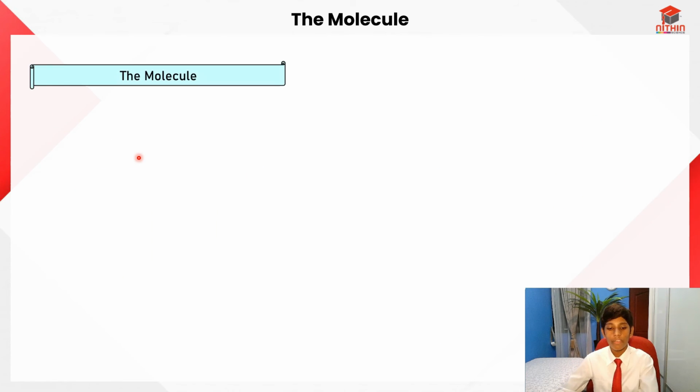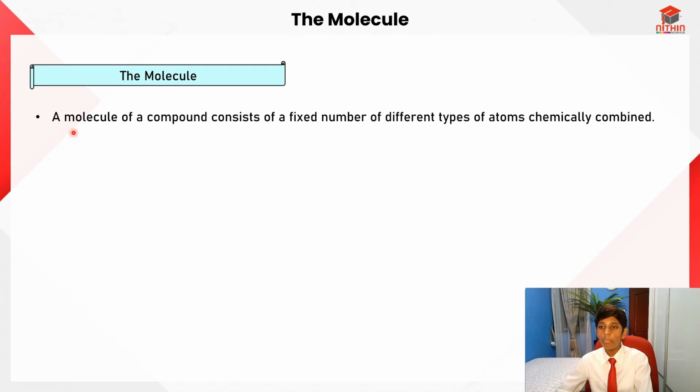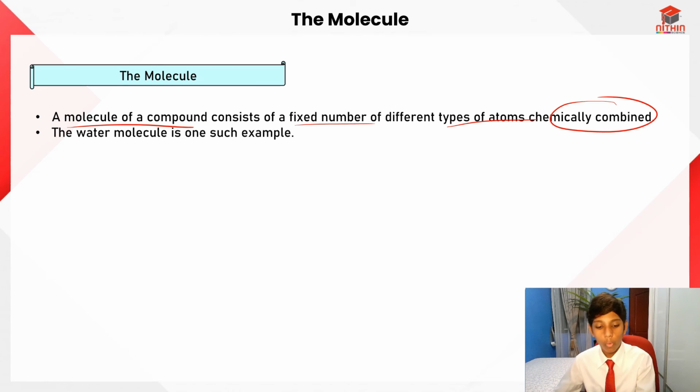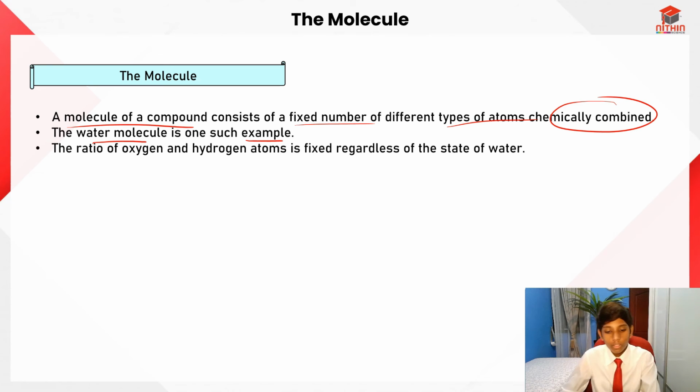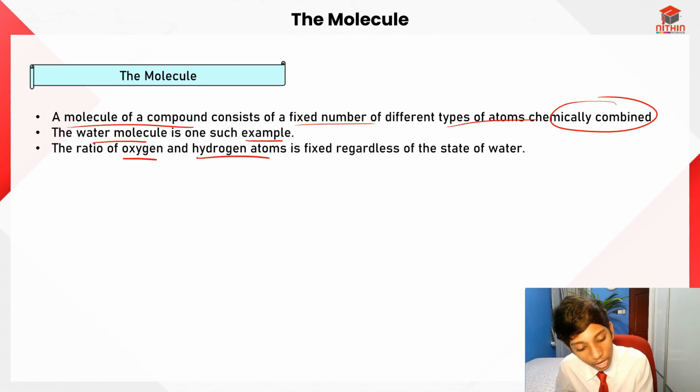Okay, next off we have the molecule as well. So a molecule of a compound, so now we are going on to a different part. We are talking about the molecule of a compound consists of a fixed number of different types of atoms chemically combined. Okay, so the water molecule is one such example. So the water molecule is actually made up of hydrogen and oxygen. The ratio of oxygen and hydrogen atoms is fixed regardless of the state of water. So basically it is 1:2.